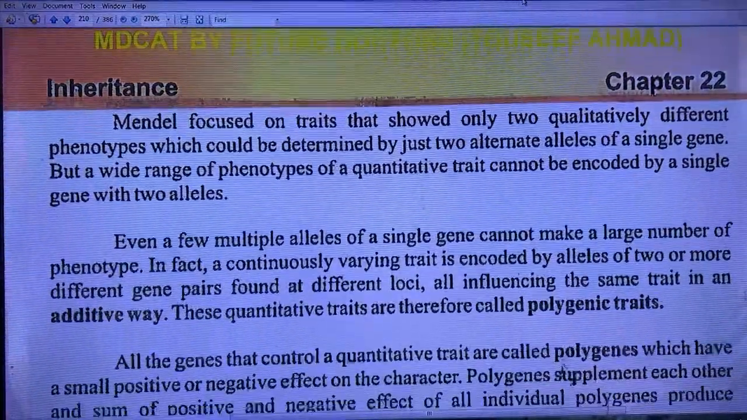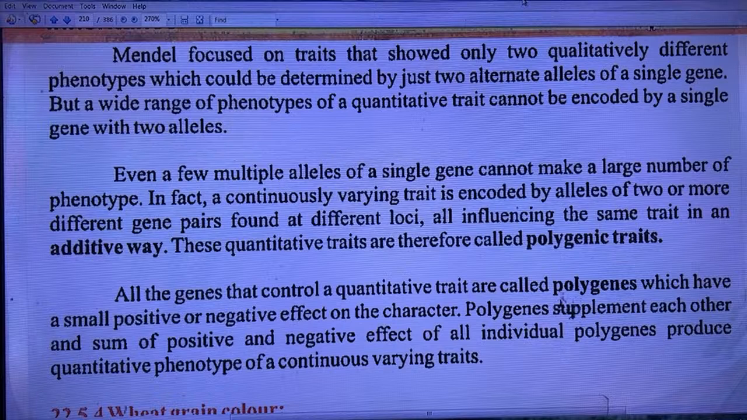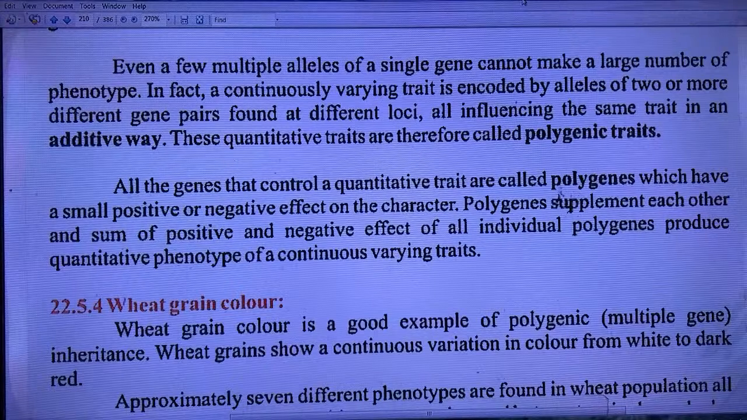Mendel focused on traits that showed only two qualitatively different phenotypes, which could be determined by just two alternate alleles of a single gene. But a wide range of phenotypes of a quantitative trait cannot be encoded by a single gene with two alleles. Even a few multiple alleles of a single gene cannot make a large number of phenotypes. In fact, a continuously varying trait is encoded by alleles of two or more different gene pairs found at different loci, all influencing the same trait in an additive way. These quantitative traits are therefore called polygenic traits.